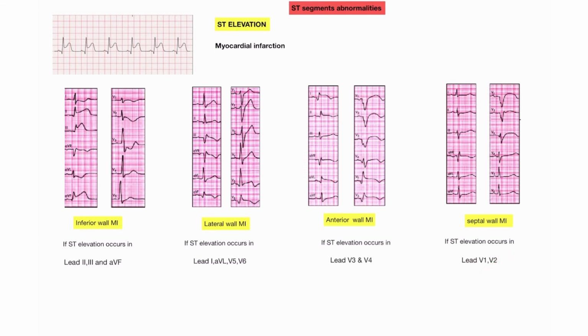So ST elevation occurs in myocardial infarction mostly in the case of inferior, lateral, anterior, and septal wall myocardial infarction. Please focus on the ECG and try to learn in which lead you will see the elevation, so you will not be confused in the determination of myocardial infarction on the ECG.